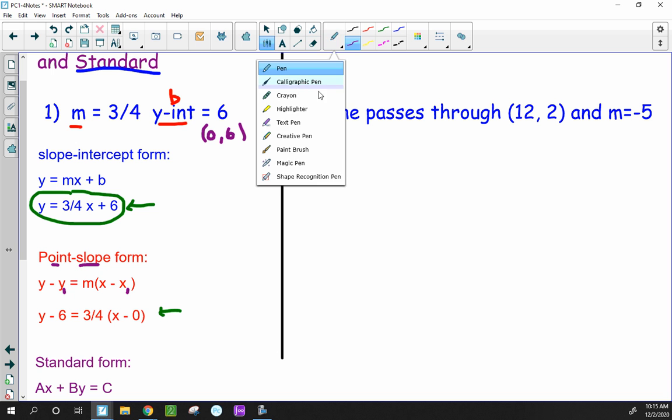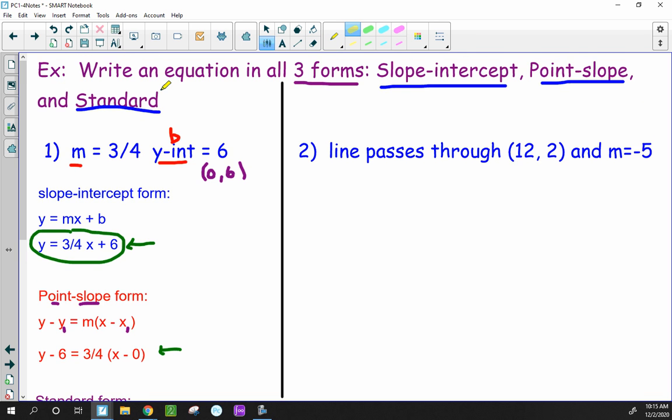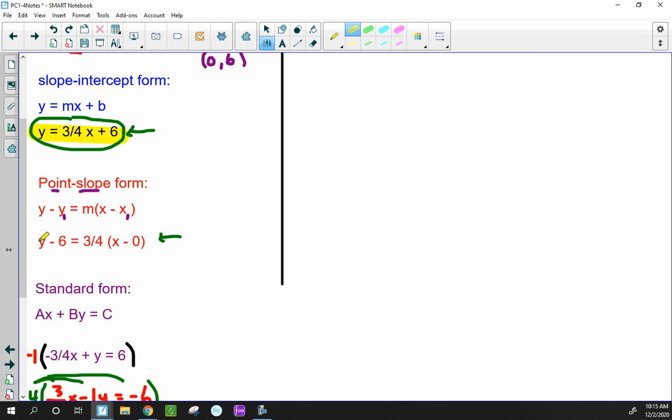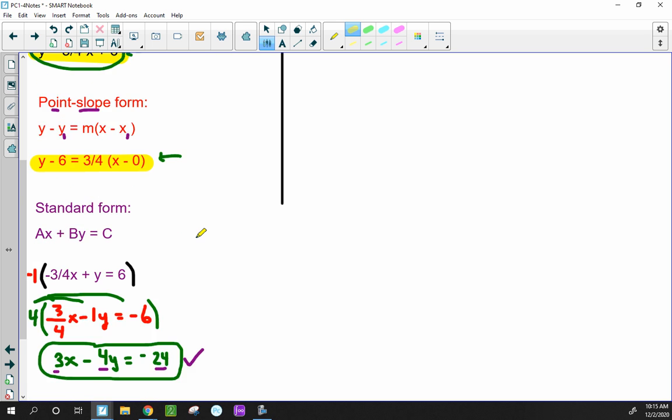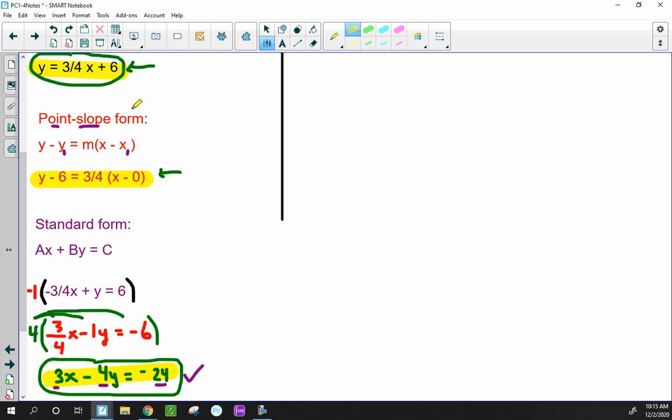Okay, so I modeled to you all the way through. In this case, you're going to write an equation in all 3 forms. If they give you the slope and intercept first, it makes sense to start with that form. So here was your first answer. The point-slope version is here, and standard is here. If you look at all 3 of those, yes, they all appear different. They look different, but every single one of these that's highlighted is the exact same equation.